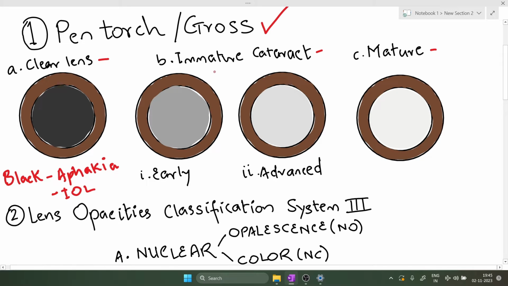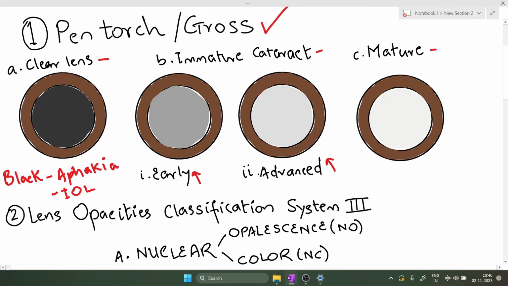The next is an immature cataract, which will appear slightly lighter. Why does it appear lighter? Because it doesn't allow as much light to pass through the pupil. It doesn't allow as much light to go behind the lens and have a darker appearance. An immature cataract can be classified into an early or an advanced, and that entirely depends on a subjective grading.